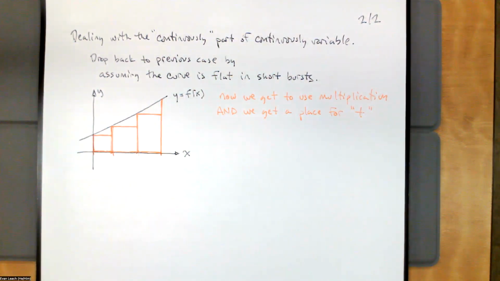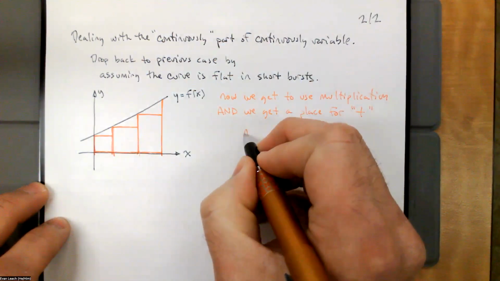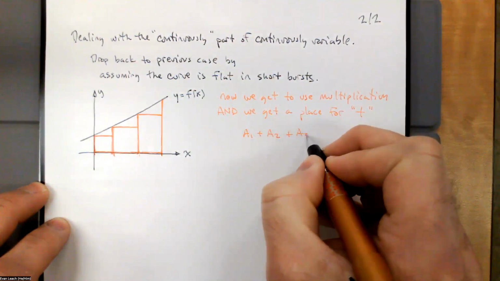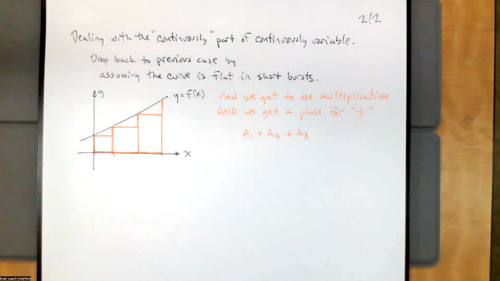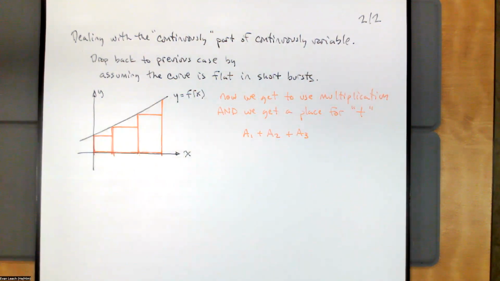Now we've got terms. I've got three areas. I could just say, here's the first area, a rectangle, plus the second area, plus the third area. There's some stuff that we're missing. There are these semi-triangular pieces up here that are not part of our approximation.